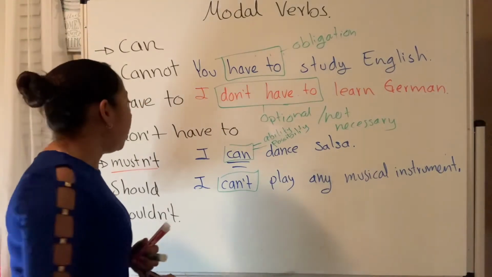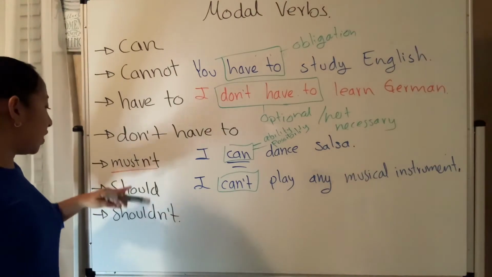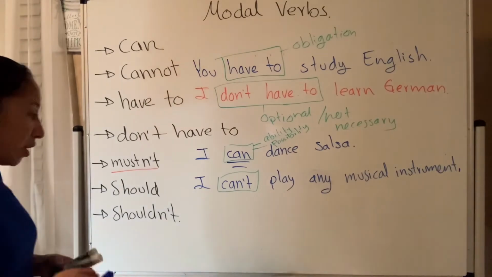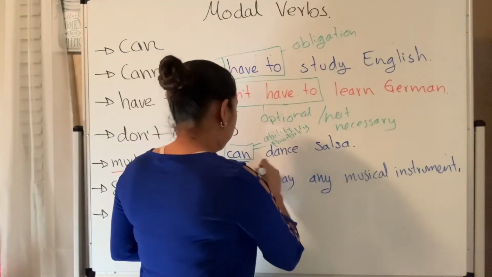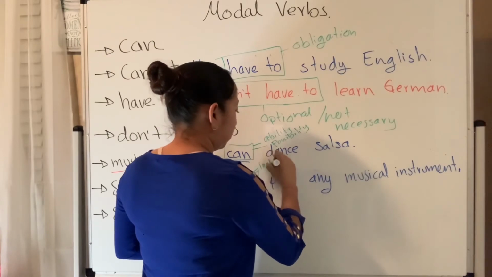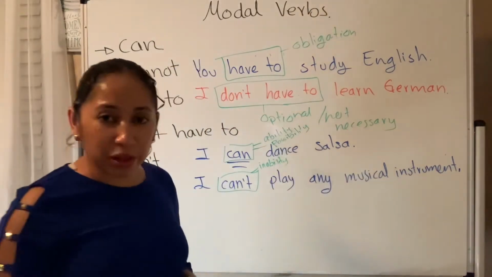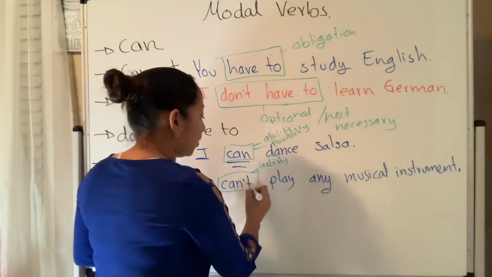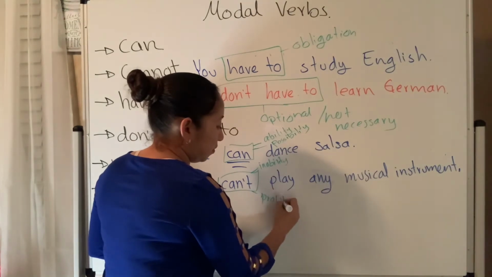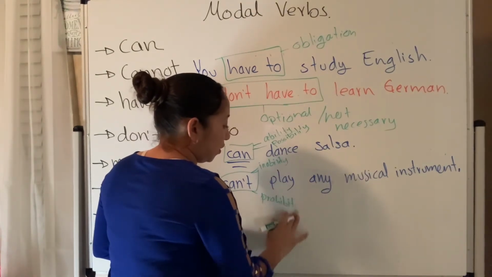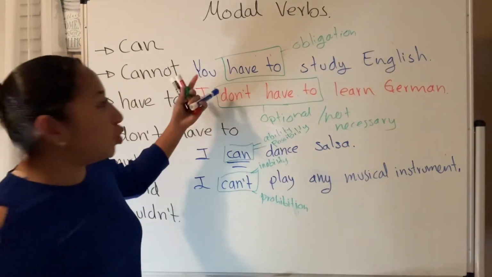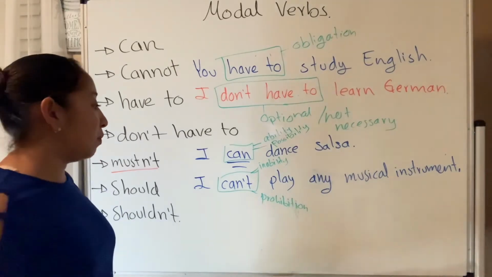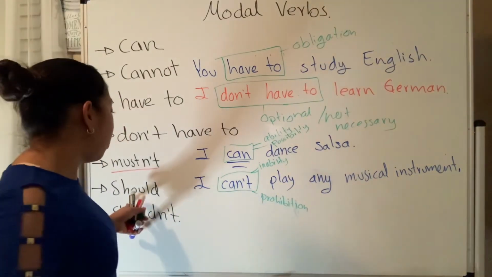Then we have another modal verb. In this case, we have should, shouldn't. Also, we are going to use can't, sorry, for inability. So, for example, I can't play any musical instrument. Is an inability. We can use can't for prohibitions. Sorry, prohibition. So, you have to study English, you can't avoid English lessons. That's prohibition. And also the modal verb should, shouldn't.